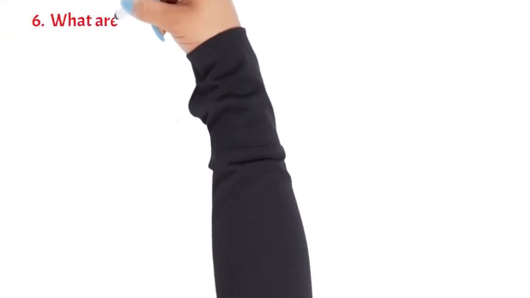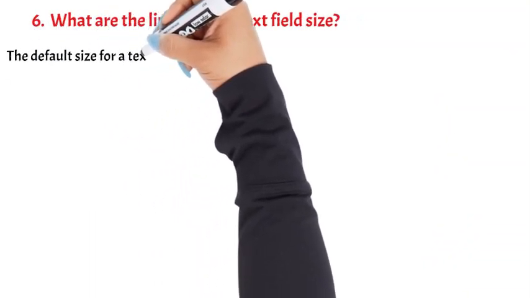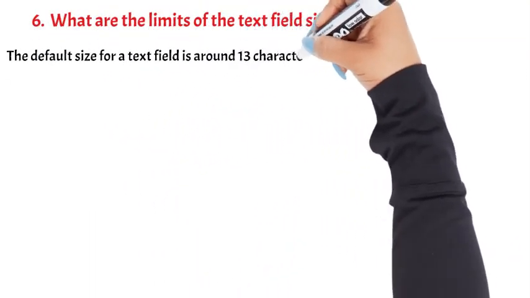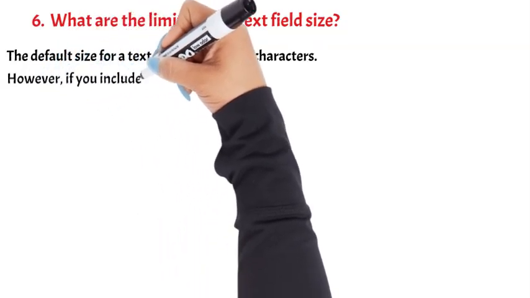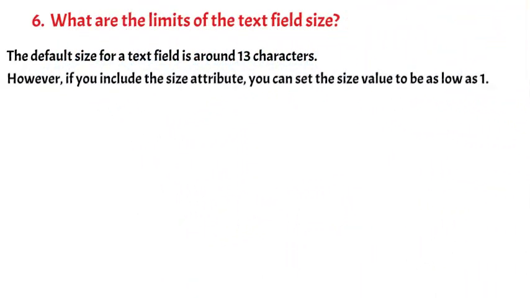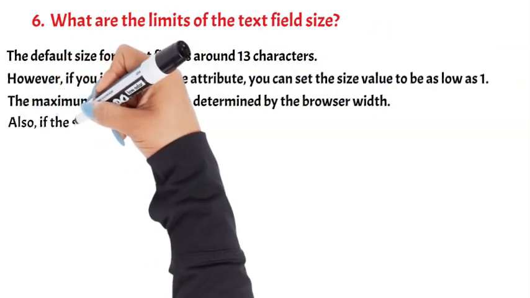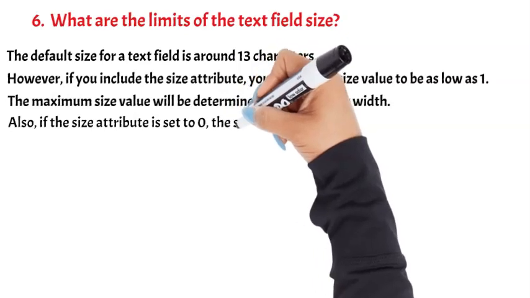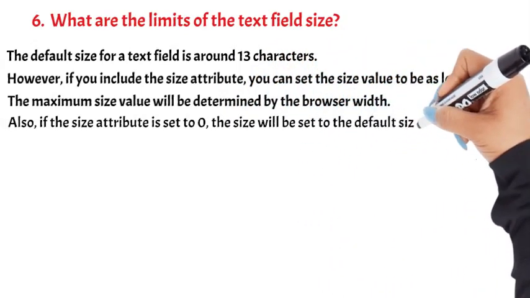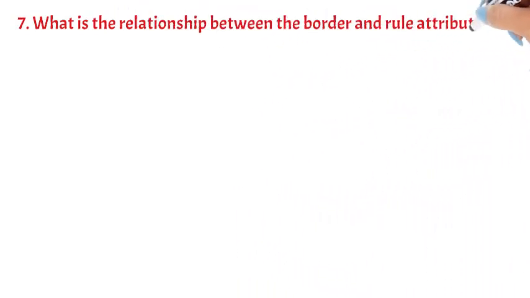6. What are the limits of the text field size? The default size for a text field is around 13 characters. However, if you include the size attribute, you can set the size value to be as low as 1. The maximum size value will be determined by the browser width. Also, if the size attribute is set to 0, the size will be set to the default size of 13 characters.